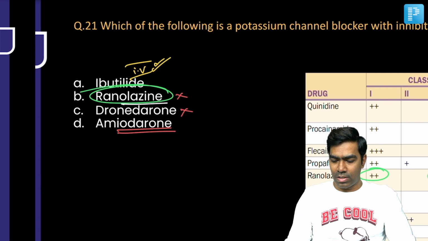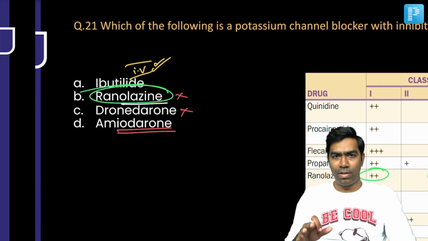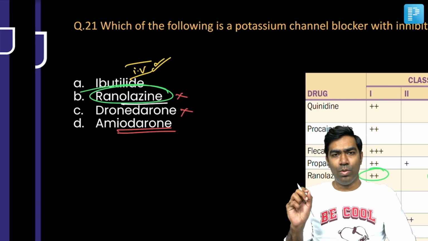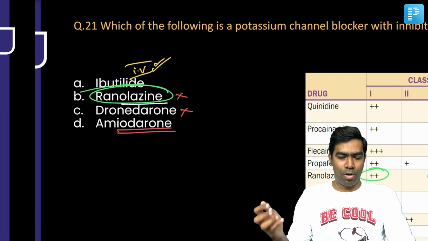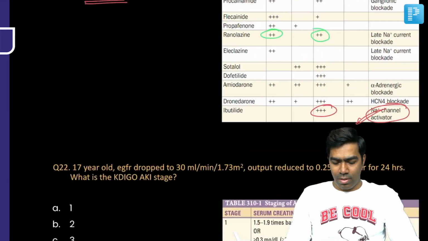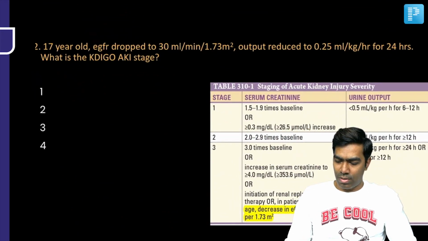So if they have just given potassium channel blocker with late sodium current inhibition, right answer will be ranolazine. If they have given an IV drug, then amiodarone will be the choice. If they have used the words sodium channel activation, then probably ibutilide will be the choice. As simple as that. Coming to question 22, I think we are entering the nephrology zone.